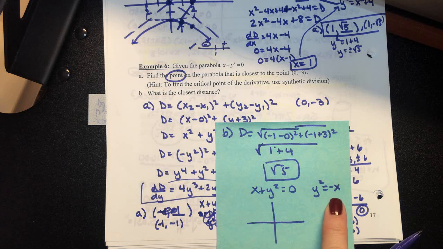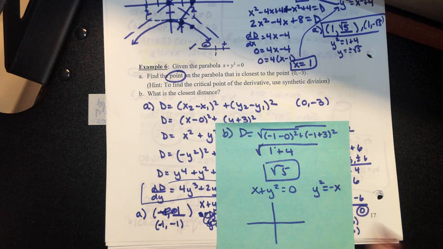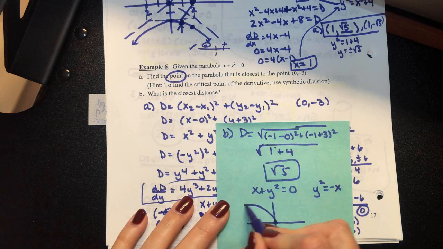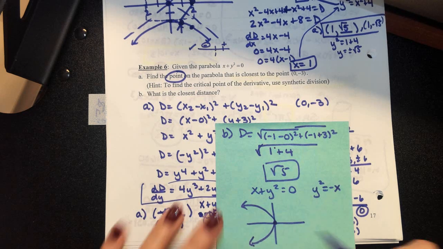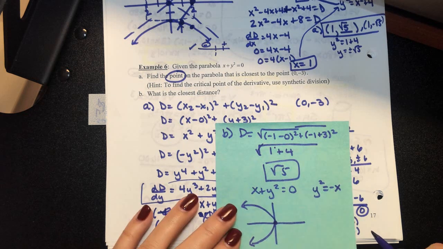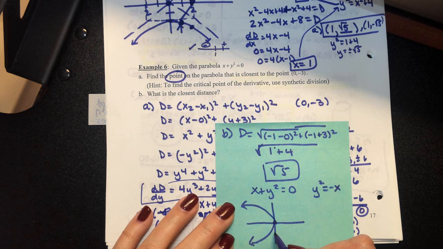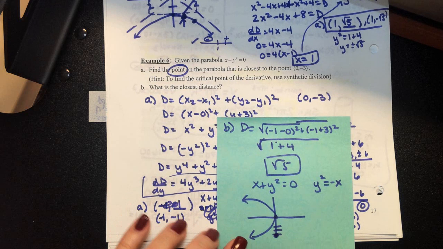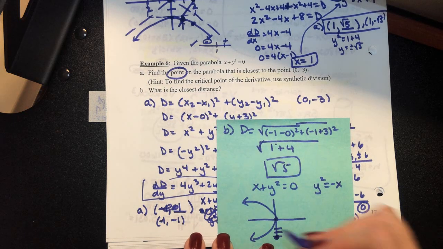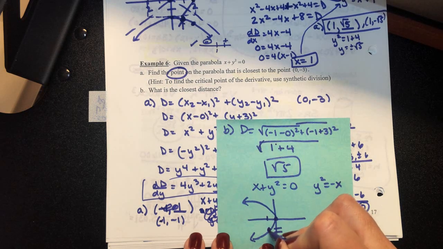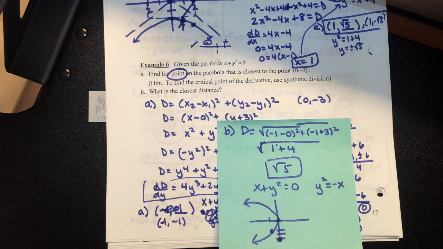Where's the vertex of this parabola? 0, 0. So that's what the graph of x plus y squared looks like. And again, what you just found, the point on the parabola that's closest to 0, -3, is at -1, -1. So that's what you just calculated. Okay? So those are some common optimization problems out there.